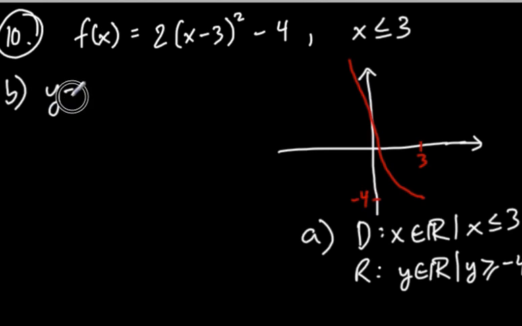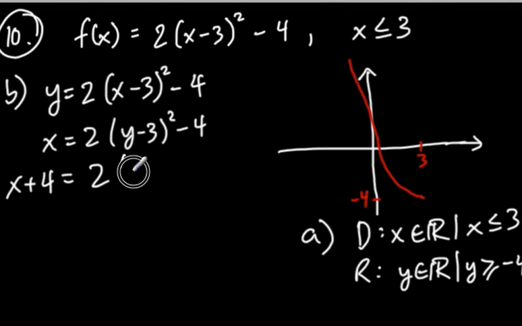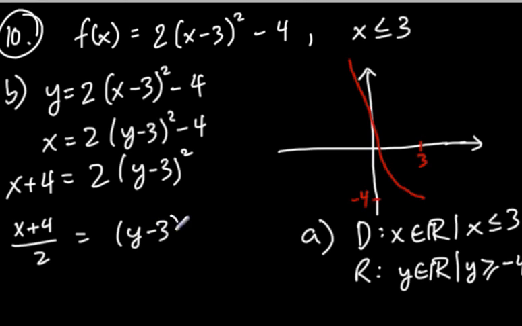So y is equal to 2(x minus 3) squared minus 4. Switch x and y, so x equals 2(y minus 3) squared minus 4. So I'm going to add 4 to both sides. It becomes x plus 4 equals 2(y minus 3) squared. I'm going to divide both sides by 2. So it becomes (x plus 4) divided by 2 is equal to (y minus 3) squared.